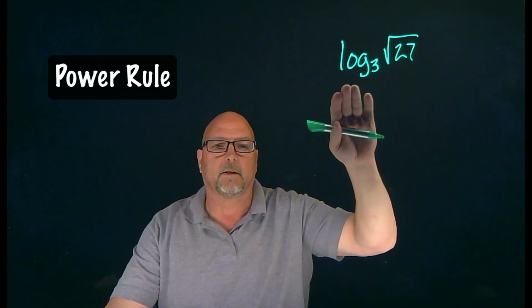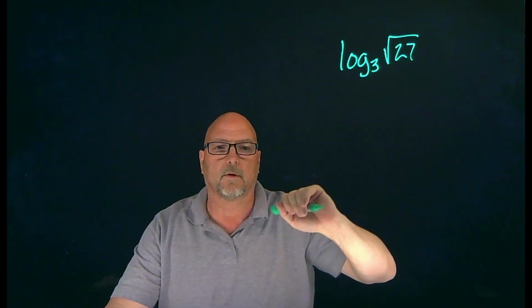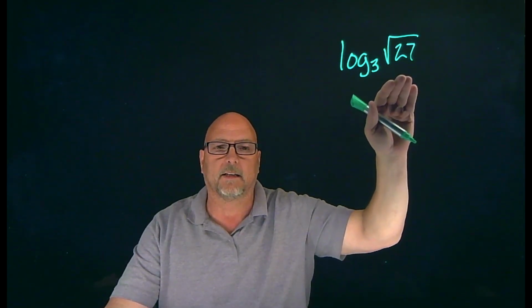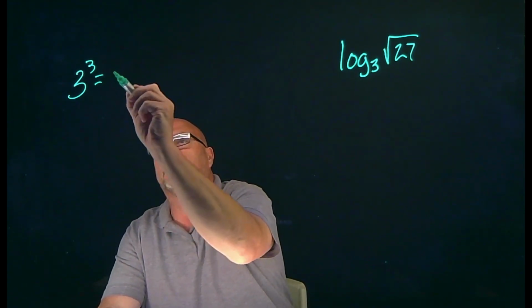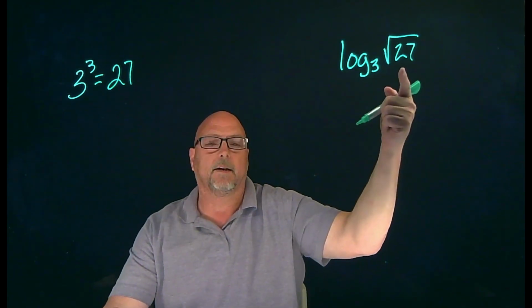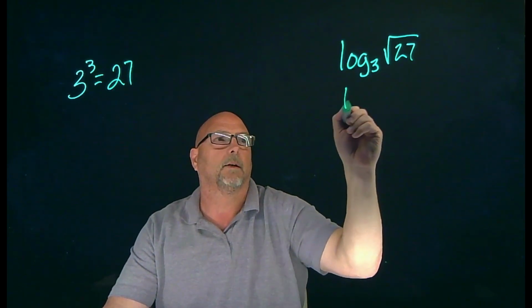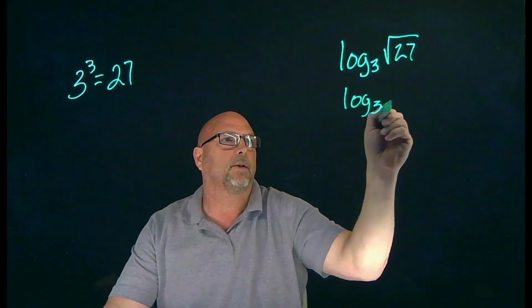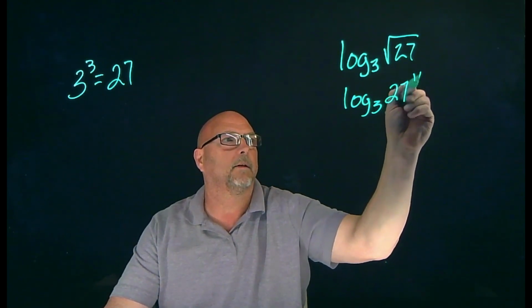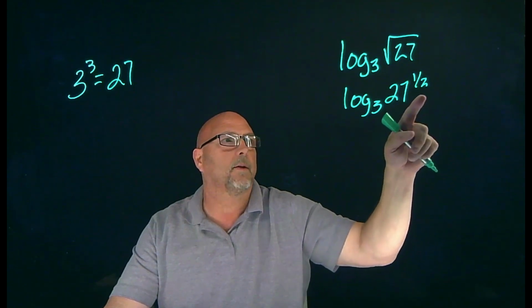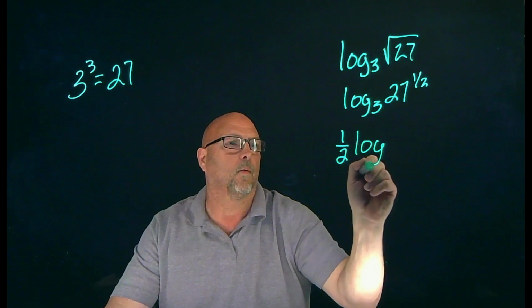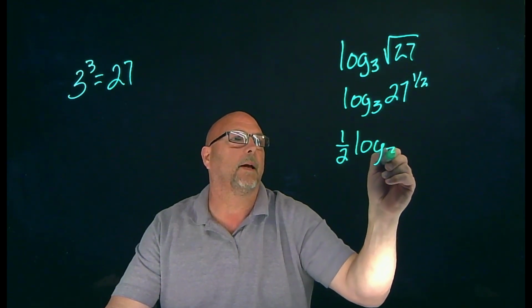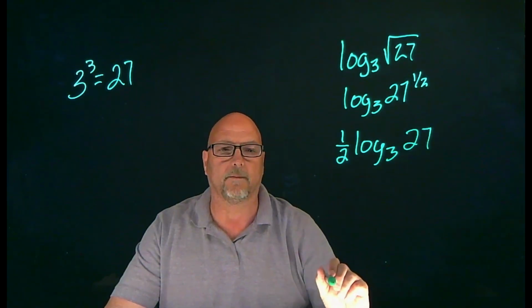So the first example we'll look at is log base 3 of the square root of 27. Recognizing that 27 is 3 cubed, right? We know that 3 cubed is equal to 27. So I'd like to get rid of the square root. So let's step this out. Log base 3 of 27 to the 1/2 power. So one of the properties is I can drop the exponent. So I'd have 1/2 times the log base 3 of 27.